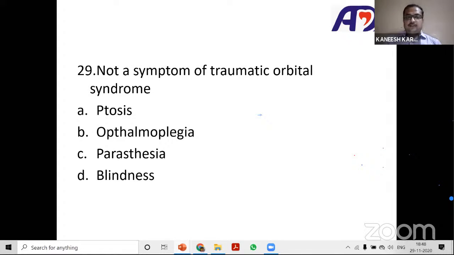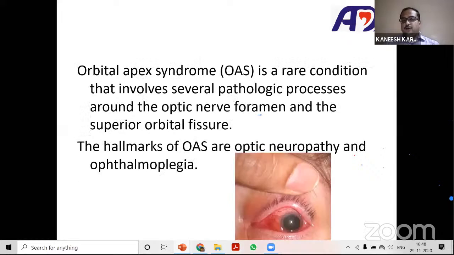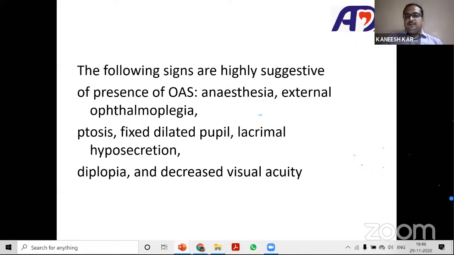Yeah, okay. So what is orbital apex syndrome, which is a rare condition that involves severe pathologic process around the optic nerve foramen and the superior orbital fissure. The hallmark of OAS are optic neuropathy and ophthalmoplegia. There is anesthesia, external ophthalmoplegia, ptosis, fixed dilated pupil, lacrimal hyposecretion, diplopia, and decreased visual acuity, but there will not be any blindness. Okay.